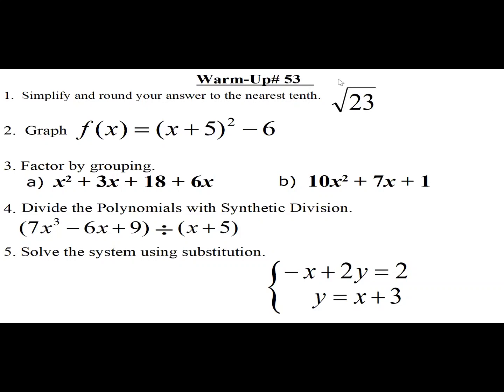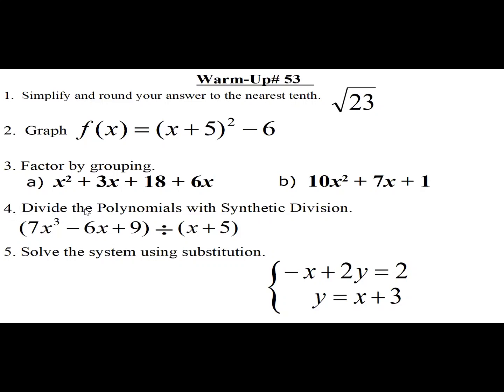Well, warm-up number 53 is on your screen. Number 1, read, simplify, and round your answer to the nearest 10th, square root of 23. Let's go. Number 2, it says graph f of x equals parentheses x plus 5 close parentheses squared minus 6. Number 3 says factor by grouping. Part A reads x squared plus 3x plus 18 plus 6x. Part B reads 10x squared plus 7x plus 1.